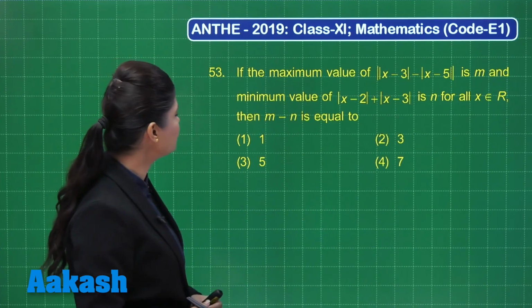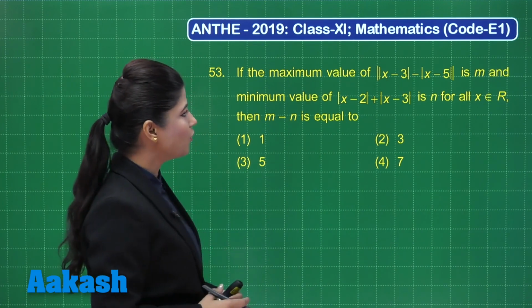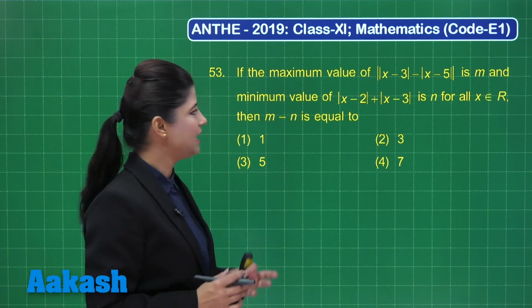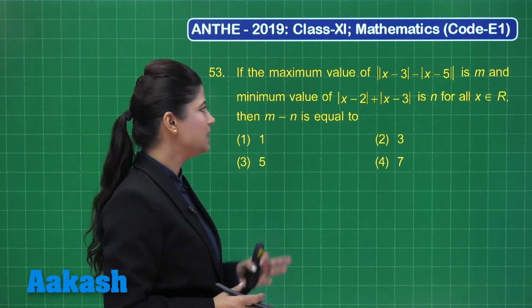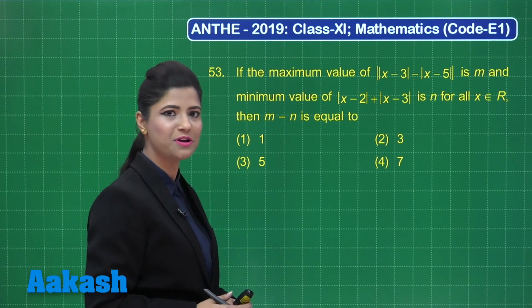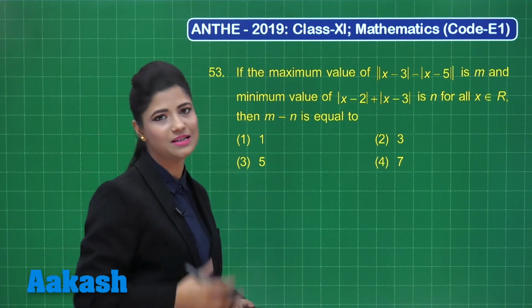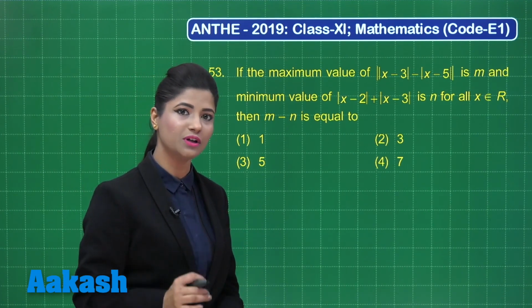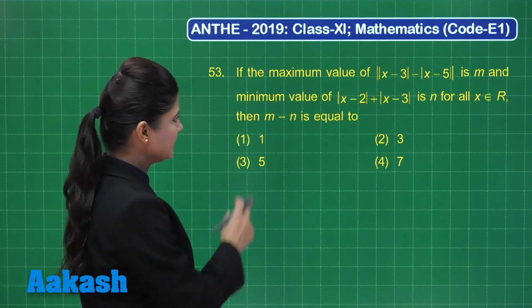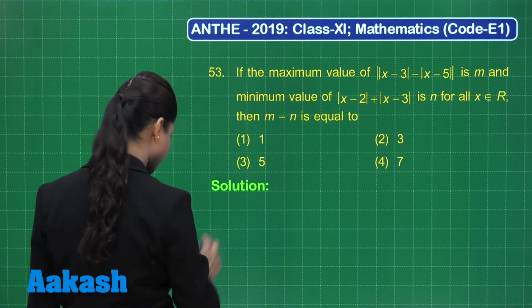Here I have question number 53. It states that if the maximum value of mod of x minus 3 minus mod of x minus 5 is m, and minimum value of sum of mod of x minus 2 and x minus 3 is n for all x belonging to the set of real numbers, then m minus n is equal to out of these options. So very first we need to figure out what is the value of m and what is the value of n. Here firstly, considering n, in this case n is minimum value of sum of mod of these functions.